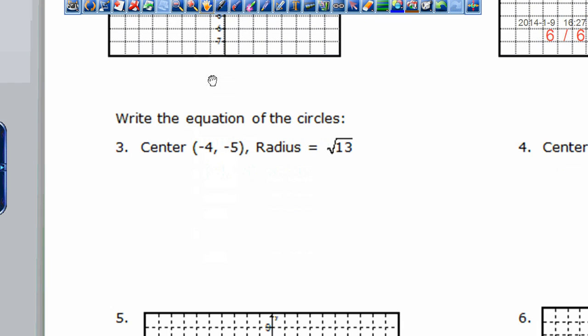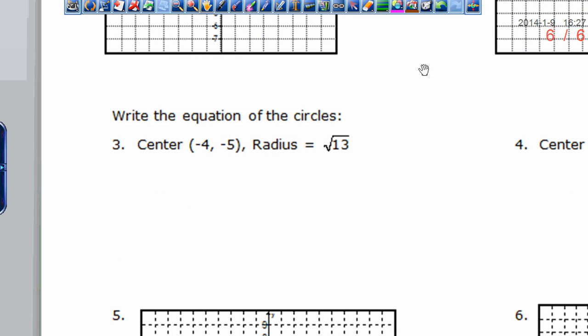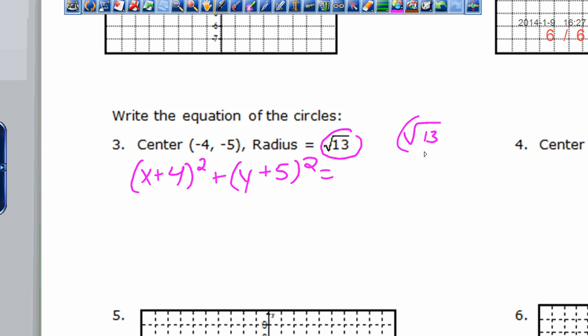On number 3, we're asked to write, just write, not graph, the equation for that circle. So it's going to be x, and then minus -4 would be +4 squared. So if you want to think about it, it's kind of an opposite. That's cool. And then y minus -5 would be +5 squared. And then this squared, so square root of 13 squared, the square and the square would go away, and I get 13.